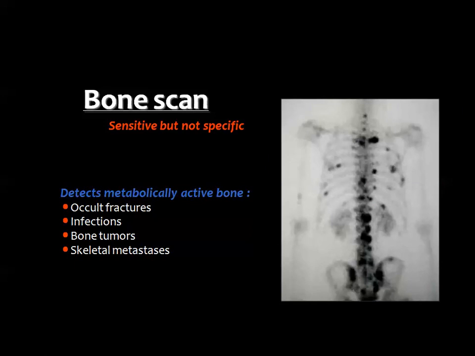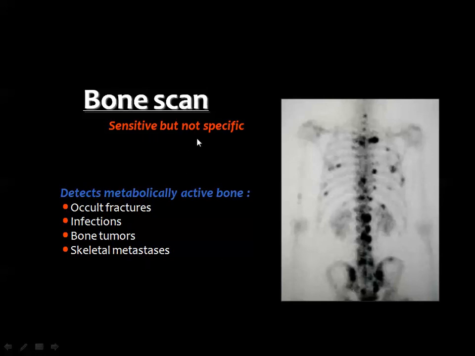Finally, we came to the bone scan, and the famous statement about the bone scan is that it is sensitive but not specific. Bone scan is a way to screen the skeleton using an intravenously injected isotope, which is commonly the technetium-99m. This bone scan will show the abnormal areas as hot spots or areas of increased uptake of the injected tracer. And it is very valuable in detection of occult fractures, in detection of infections, in evaluation of bone tumors, and also in assessment of skeletal metastasis.